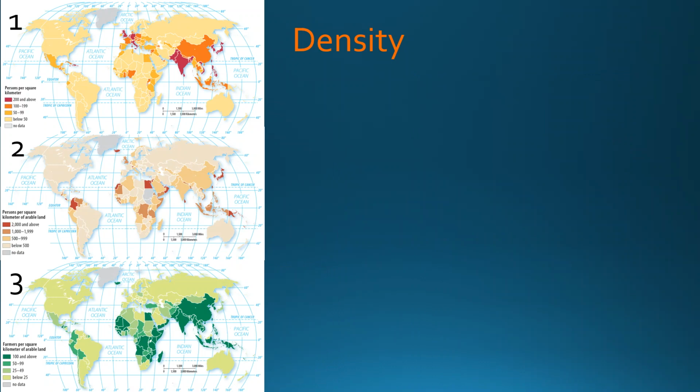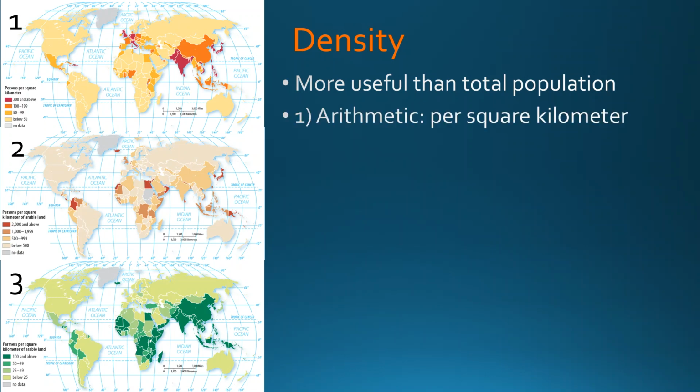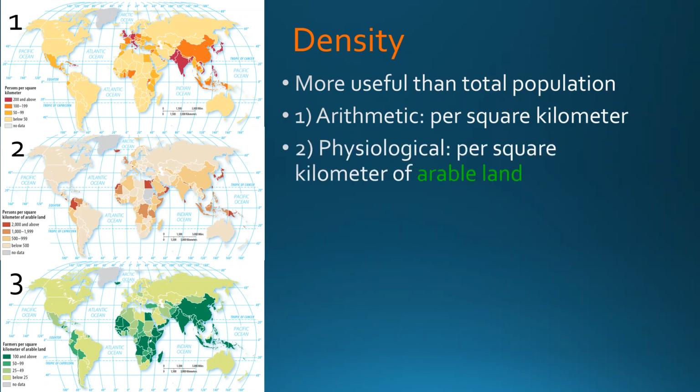And so when we look at population density, it is kind of more useful to look at than total population. So map number 1 is our persons per square kilometer. You can see that, again, in Asia, but also in Europe is fairly dense. So this is an arithmetic measure of population density, so just the amount of people per square kilometer.